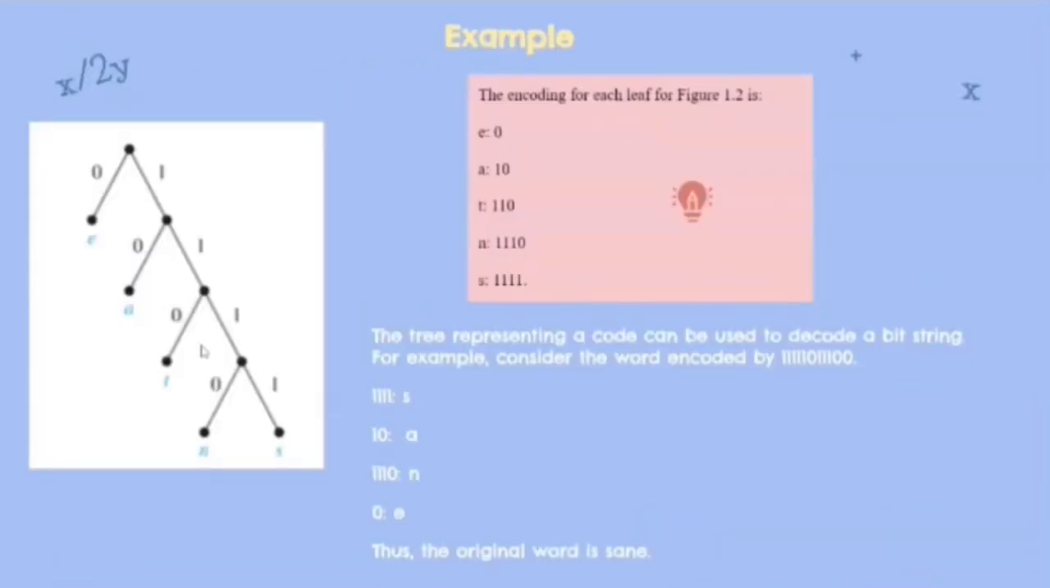So this is the example, and the encoding for each leaf goes like this. E is 0, A is 10, and T is 110. N is 1110, and S is 1111. It can also be used to decode a bit string. For example, consider the word encoded by this bit string. 1111 leads to S. And 10 leads to A. 1110 leads to N and 0 leads to E. So the original word is SANE.